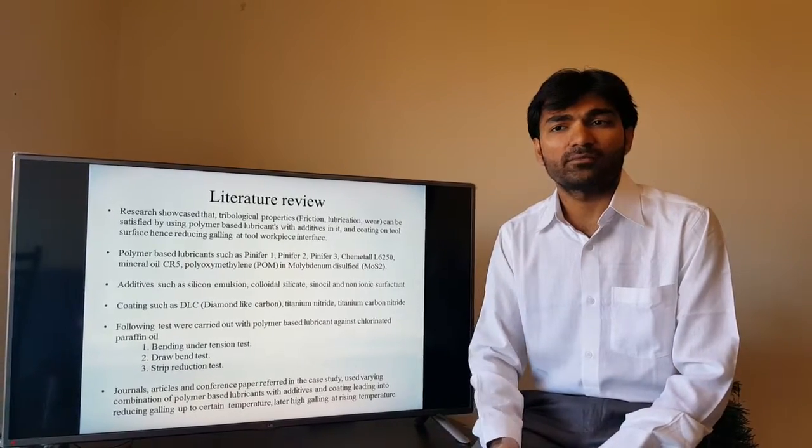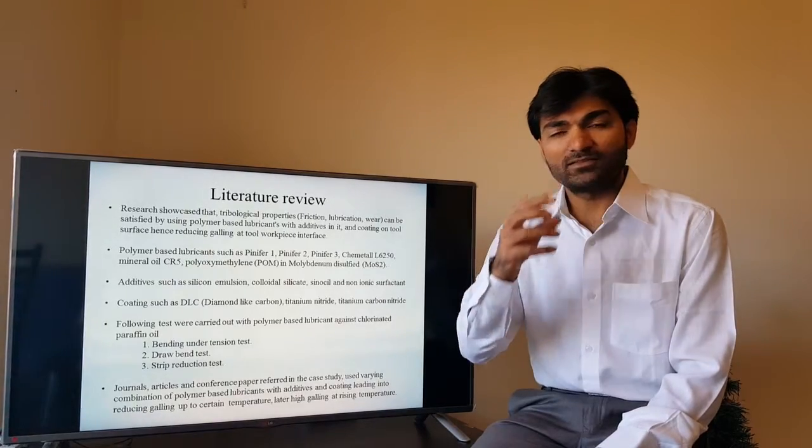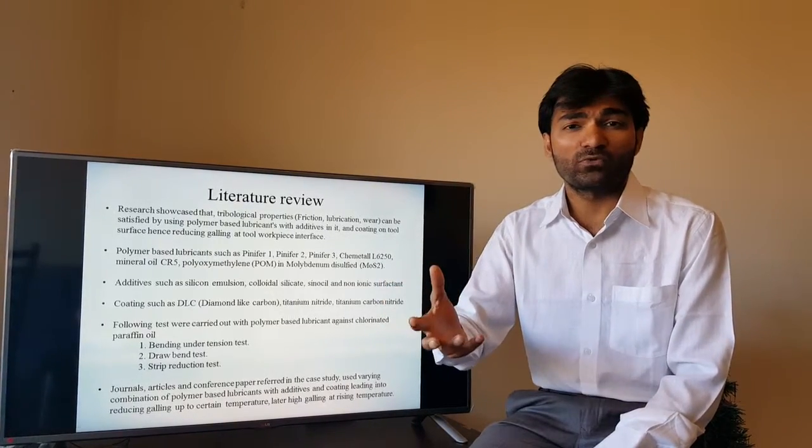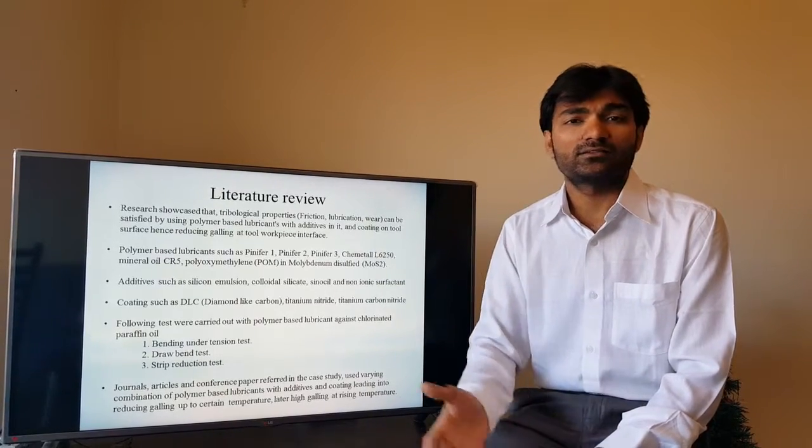It cannot withstand high temperature because there is a film breakdown of the lubricant, and this results in more friction between the tool and the workpiece because there is no lubricant present over there, and then it results in galling.